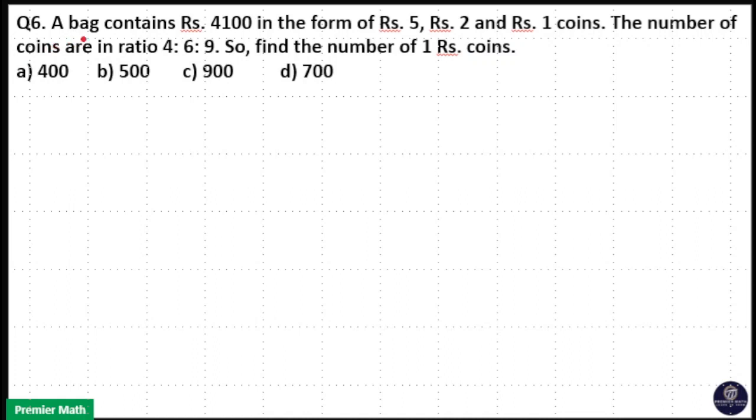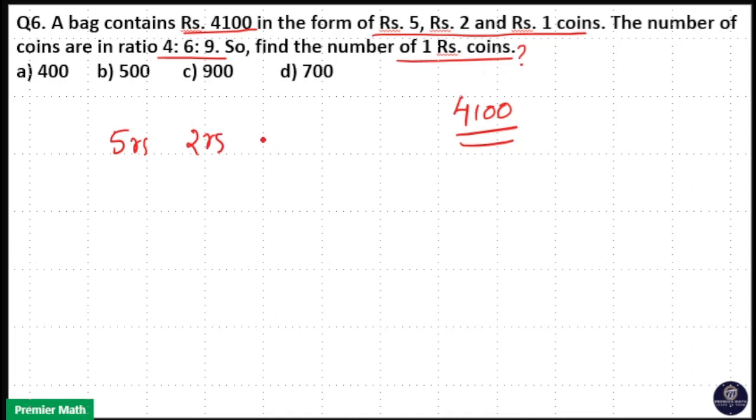Next is question number 6. A bag contains rupees 4,100 in the form of 5 rupee, 2 rupee and 1 rupee coins. The number of coins are in the ratio 4:6:9. So find the number of 1 rupee coins. So we have a total of 4,100 rupees here and we have 5 rupee, 2 rupee and 1 rupee coins here. This is value. And these 5 rupee, 2 rupee and 1 rupee coins are in the ratio 4:6:9. That is, this is the number of coins.